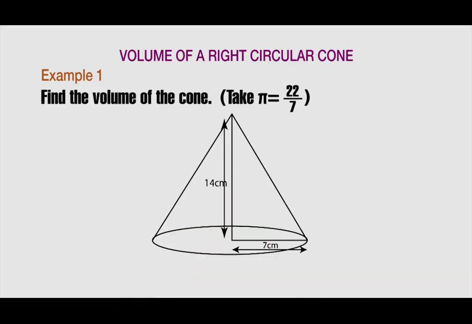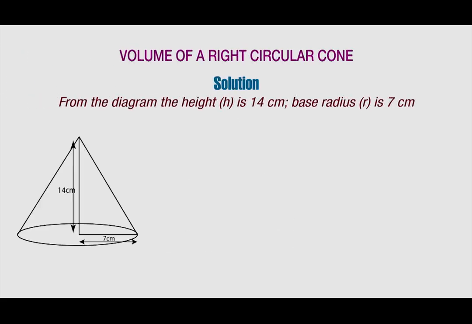Find the volume of the cone shown on your screen. This cone has a base radius of 7 centimeters and a height of 14 centimeters. We take pi to be 22/7. Now this is the solution. From the diagram, the height is 14 centimeters. The base radius r is 7 centimeters.